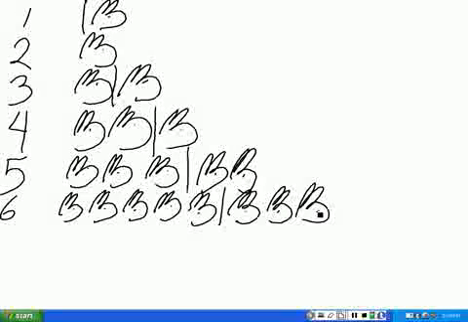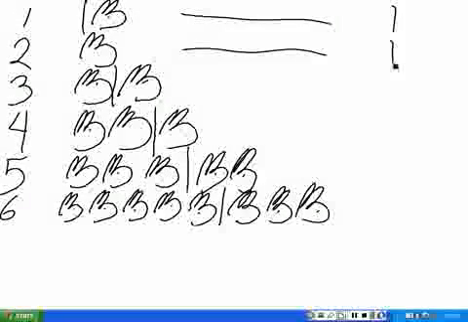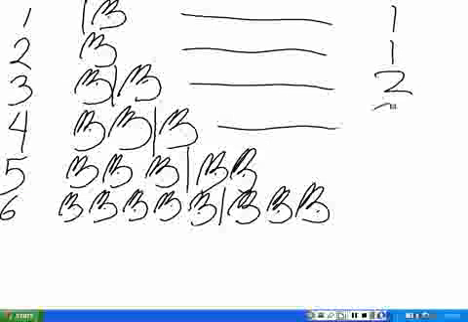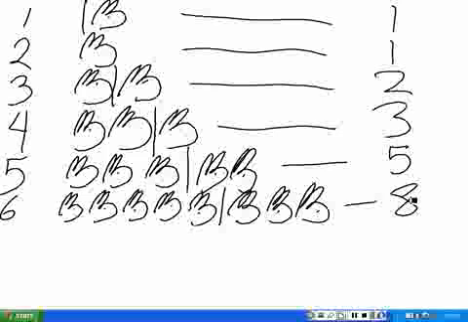So let's think about this. This is 1, this is 1, this is 2, this is 3, this is 5, and this is 5, 6, 7, 8. Now, if only there were a way to do this in general. If only there was some pattern we can see. Well, we can see the pattern.